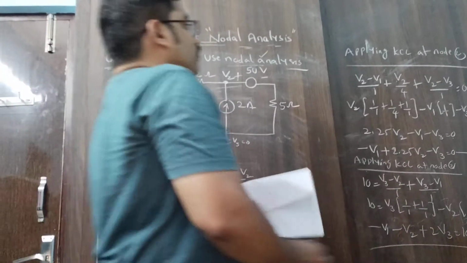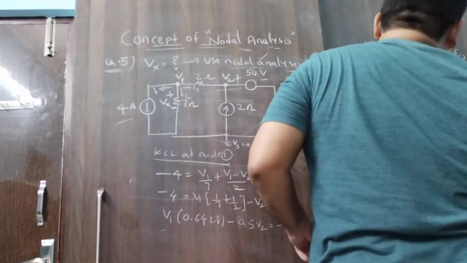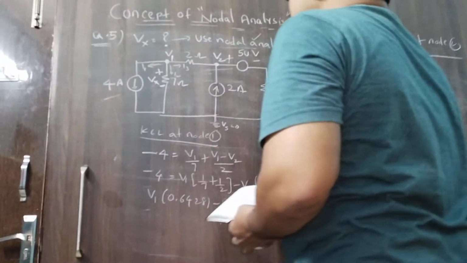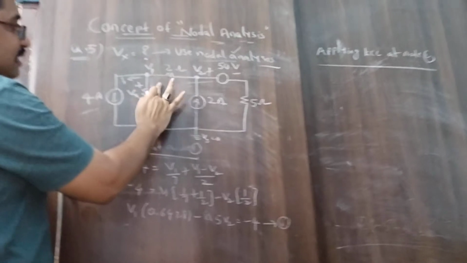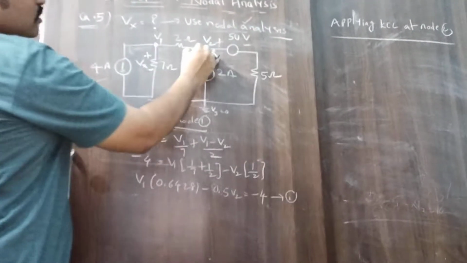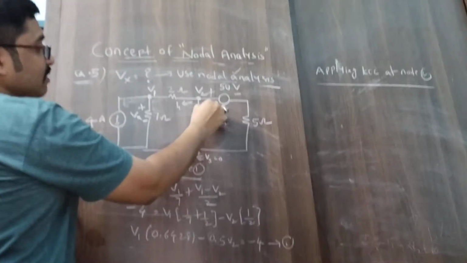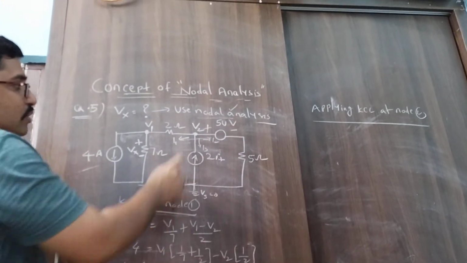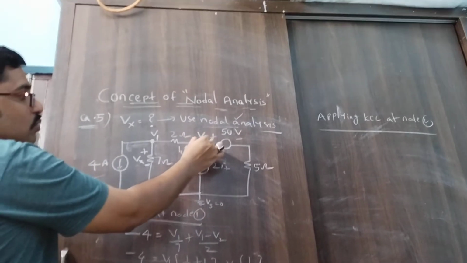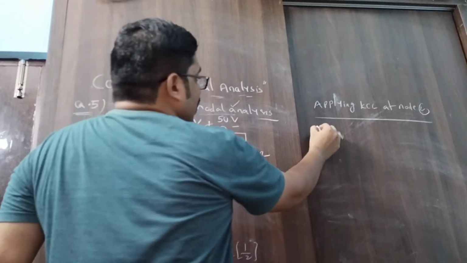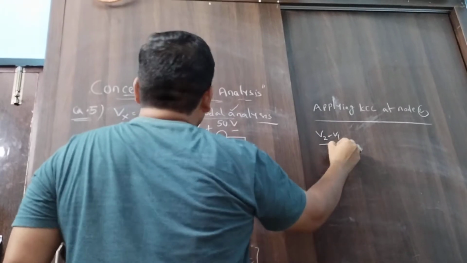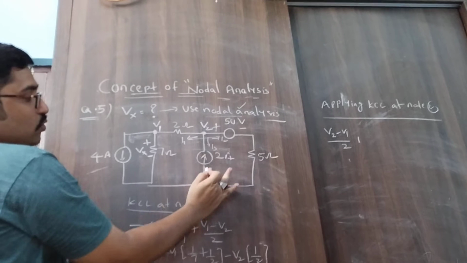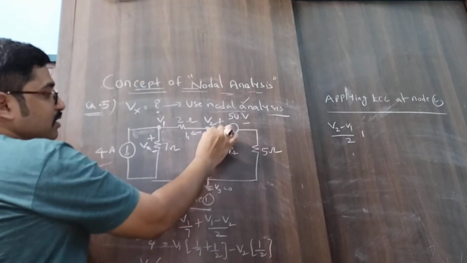Now we apply the KCL at node 2. At this node 2, erase these values. Now we have one branch current like this, another like this, and another like this. When applying the KCL at node 2, I is equal to V by R, so V2 minus V1 divided by 2 plus V2 minus 50 divided by 5. See here, 2 amps is coming towards the node.